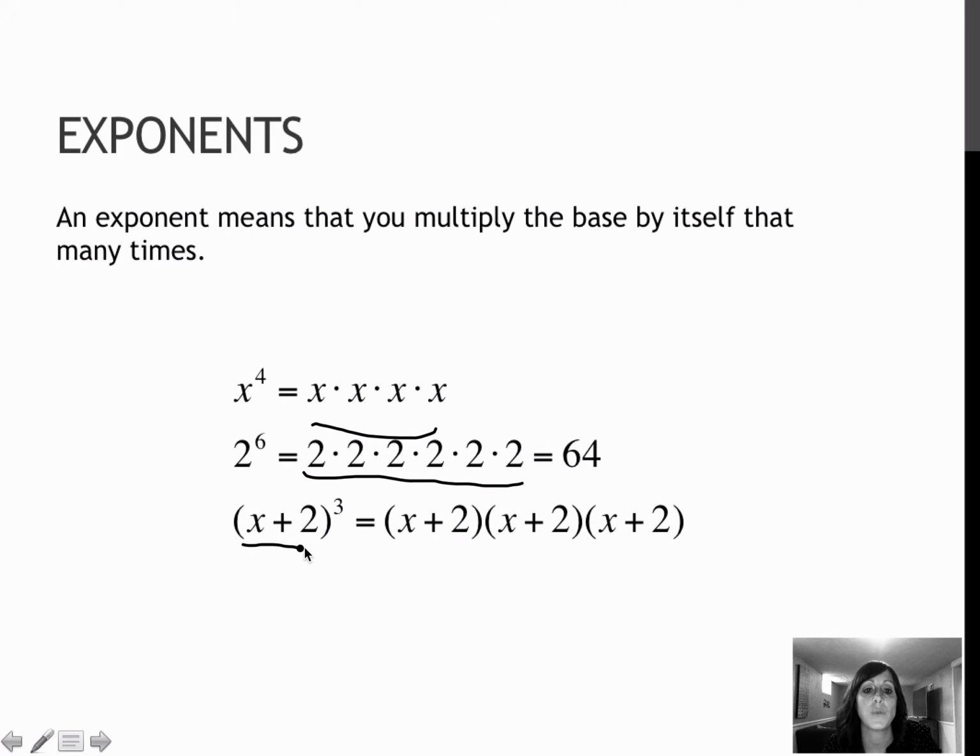It's important to remember that if we have 2 terms, then I am writing the expression 3 times: x plus 2, x plus 2, x plus 2. We will get more into that as we move through this chapter.